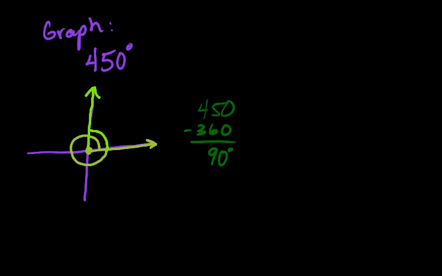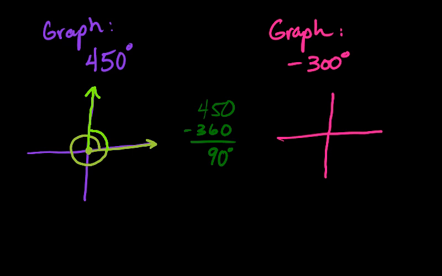Let's try one that's negative. So let's graph negative 300 degrees. So you're going to draw your coordinate plane, and then you're going to put your initial side, and all negatives mean is go clockwise when you rotate. So clockwise is that direction, and so 300 degrees that direction. So it's not really negative, the negative is talking about direction.